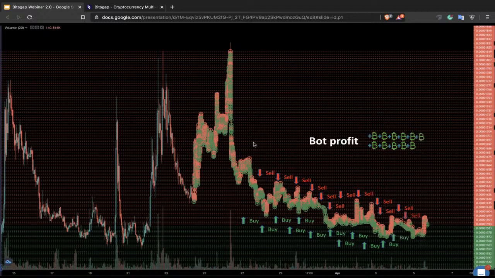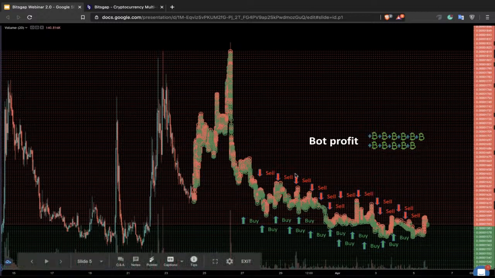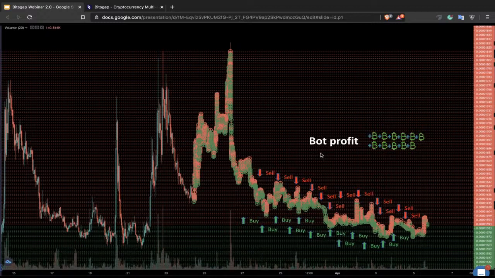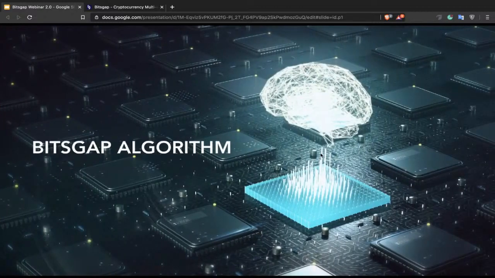And these profits, you see that there are quite many trades here, and these profits, all together, when we sum it up, we get pretty decent returns, which if annualized, can reach up to 300% per year. So let me show you some examples. But before I show you examples, let's first of all discuss what is the logic behind our bots.